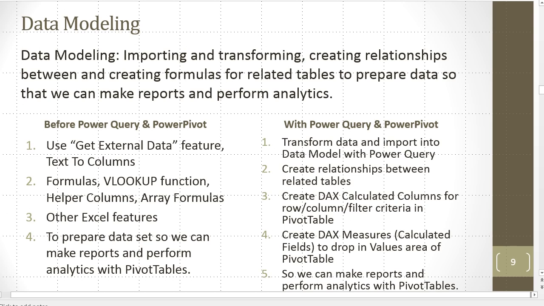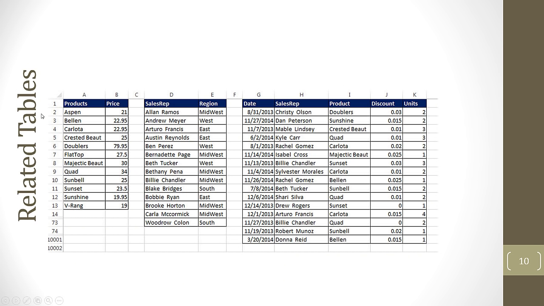Now I want to go to slide 10. Now we want to talk about related tables. And this is a typical transaction or sales table in Excel. Date, sales rep, product, discount, and units. But in order to calculate the net revenue for each transaction, we're going to have to get the price from this lookup table. Notice we would look up each one of the products, find it here, get the price, bring it back. Multiply it by discount and units to get our net revenue.